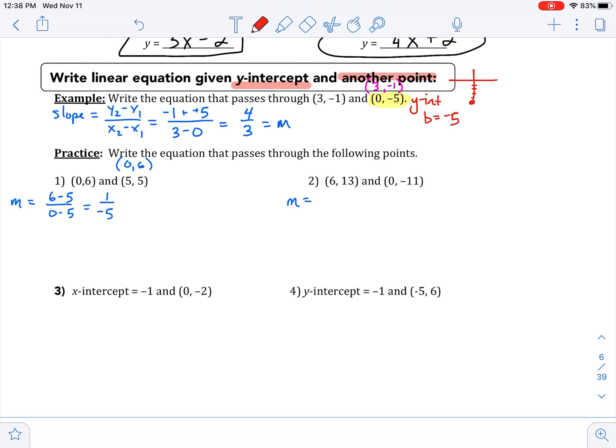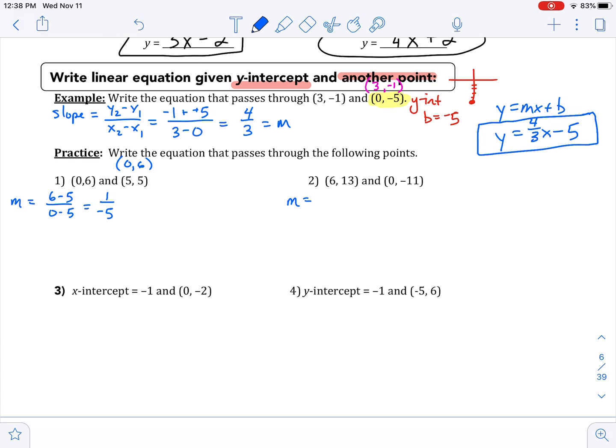If I want to write my equation now, I'm going to get y is equal to mx plus b. The slope we found was 4/3. The b value was subtracting 5 or adding -5.